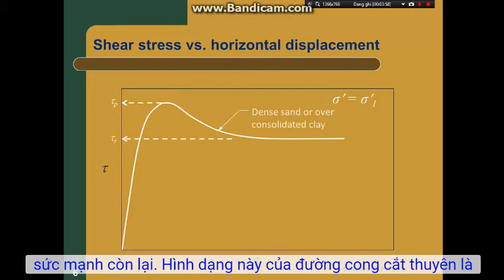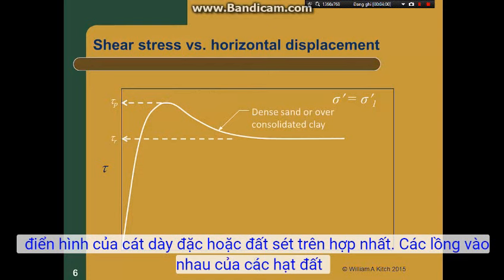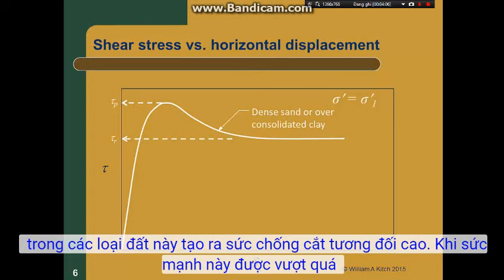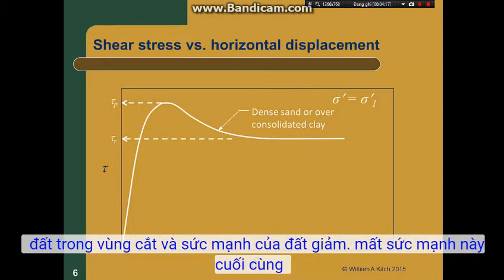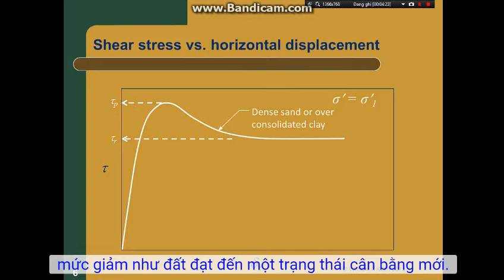This shape of shear displacement curve is typical of dense sands or overconsolidated clays. The interlocking of soil particles in these soils generates relatively high shear strength. As this strength is exceeded, the particles start to slide and roll over one another. This causes an expansion or dilation of the soil in the shear zone, and the strength of the soil is reduced. The strength loss eventually levels off as the soil reaches a new equilibrium state.